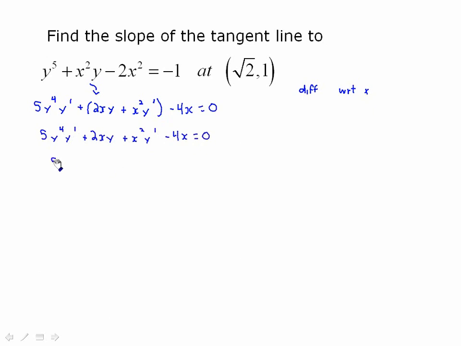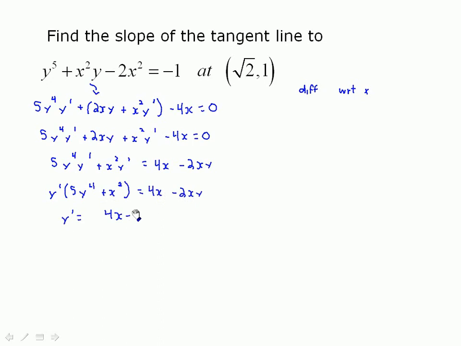Get the y prime terms together. I'll keep them on the left. So 5y to the 4 y prime plus x squared y prime is equal to 4x minus 2xy. Factor out a y prime from each of the left side terms, and you'll get 5y to the 4 plus x squared. And then we're off and running. So y prime is equal to 4x minus 2xy over 5y to the 4 plus x squared.